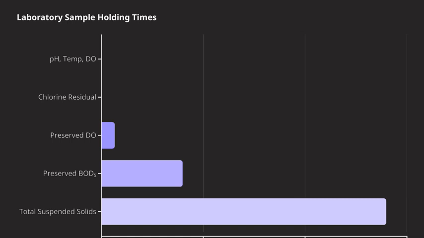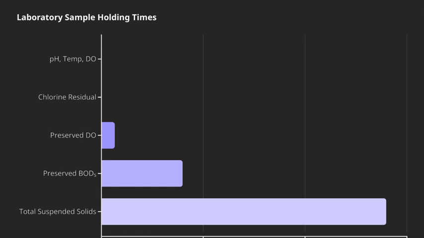Let's talk about laboratory sample holding times. It's really crucial to understand that proper sample preservation and analyzing samples in a timely manner are key to getting accurate results. If samples sit too long or aren't stored correctly, the data can become unreliable.